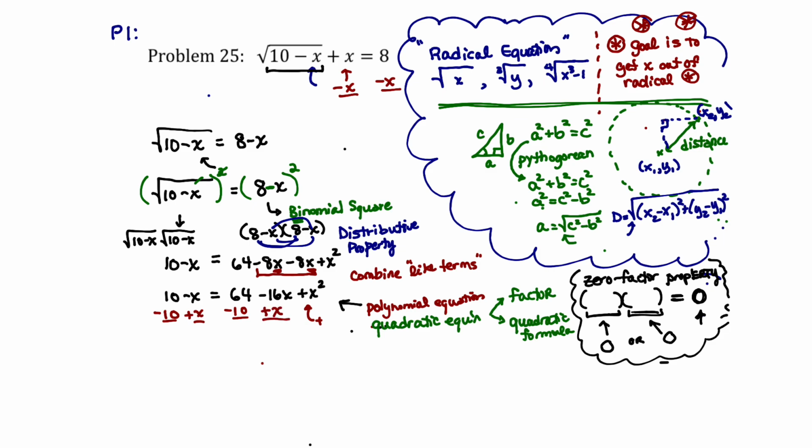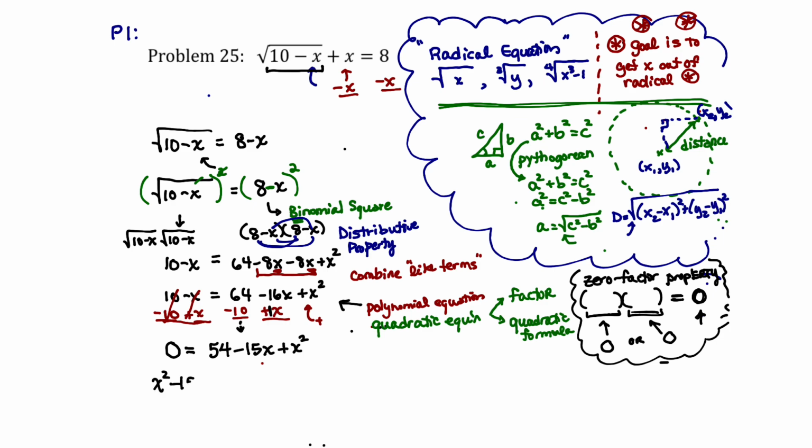I'm going to use that additive property, or addition property of equality, and add a negative 10 and a positive x so that on the left side those two terms cancel, resulting in that 0 that I'm trying to get. And on the right side, notice I lined up my columns. 64 minus 10 is 54. Negative 16 plus x, or plus 1x, is negative 15x. And so I have 54 minus 15x plus x squared equal to 0.